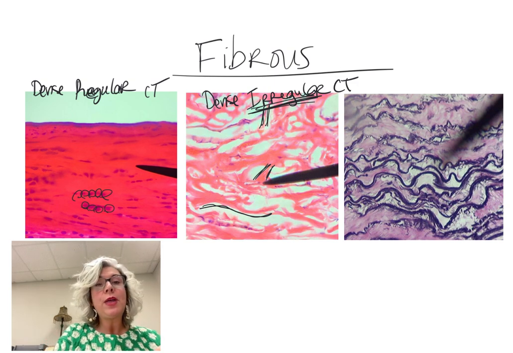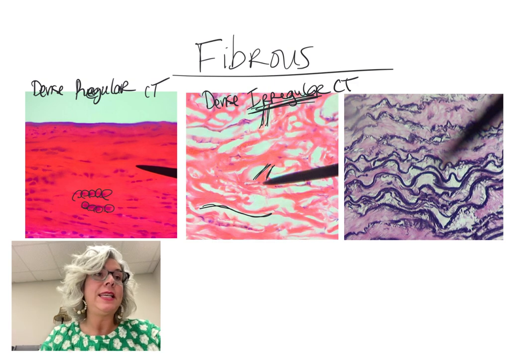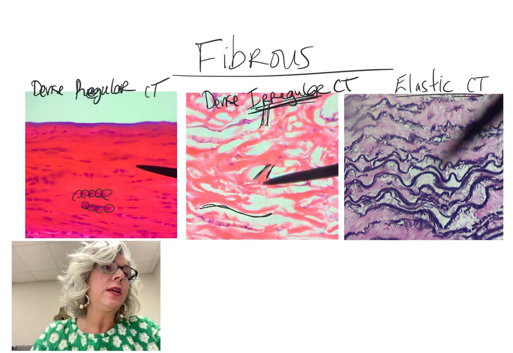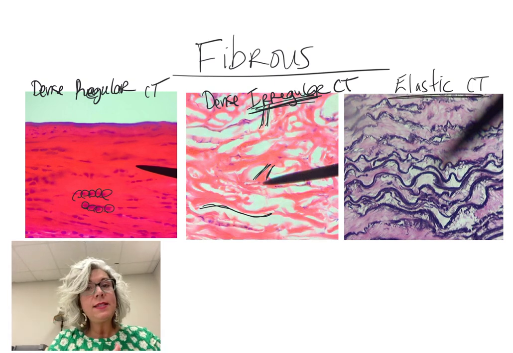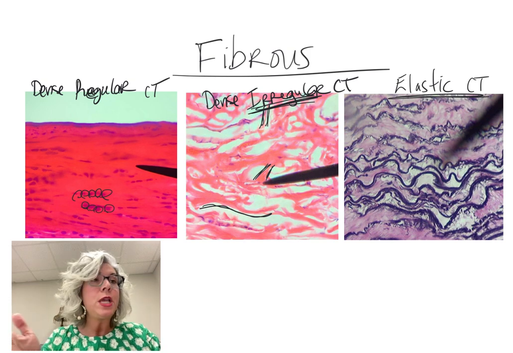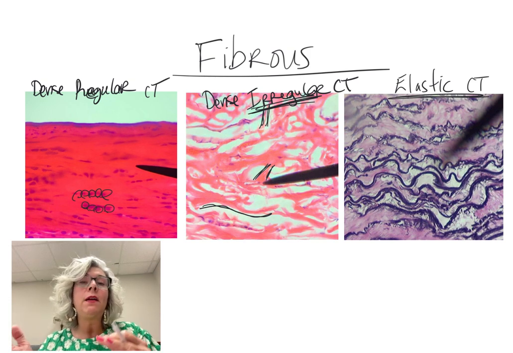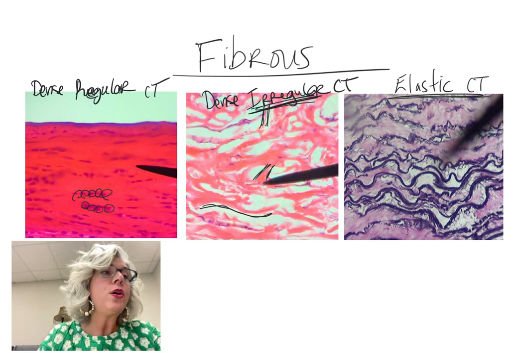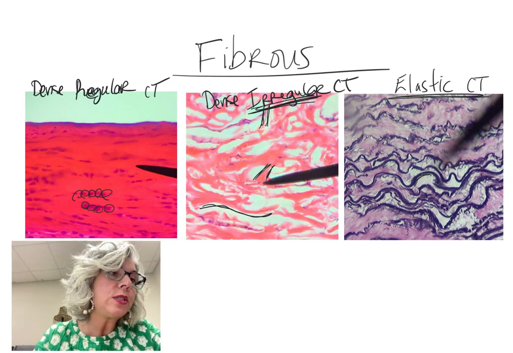The third example that you're seeing is elastic CT. So we're going to call this elastic CT here. Elastic also has tons of collagen. That's the key characteristic of all of your fibers. So you see the pink waves in there. But something that sets elastic apart from the previous two are these dark lines that you see running throughout.